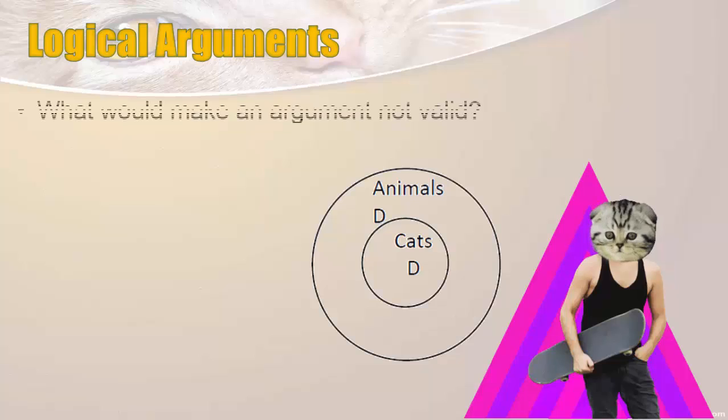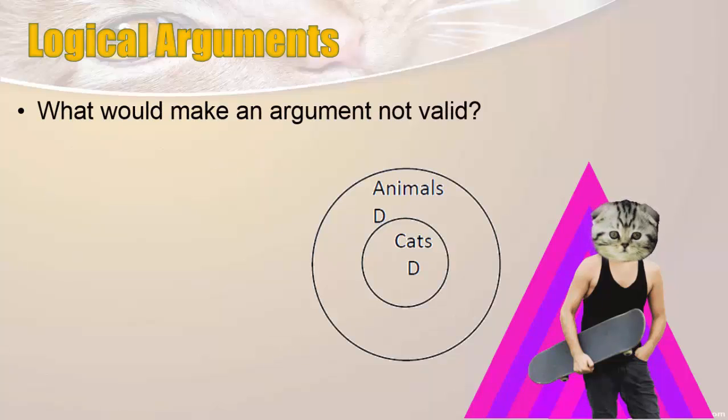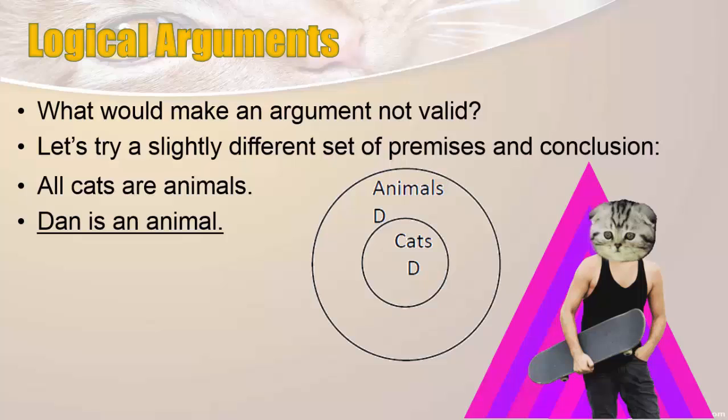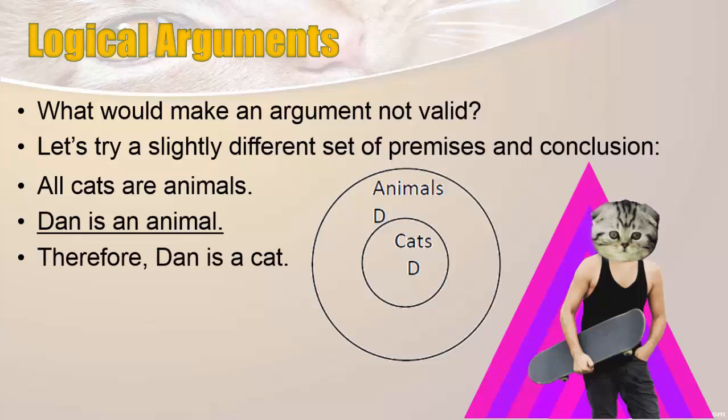But what would we do if the argument is not valid? Well, let's try a slightly different set of premises and conclusion. We have all cats are animals. Dan is an animal, therefore Dan is a cat. Well, Dan is an animal. All cats are animals. Okay, Dan is an animal. Well, Dan can be an animal cat, or Dan can be some other kind of animal like a human being.